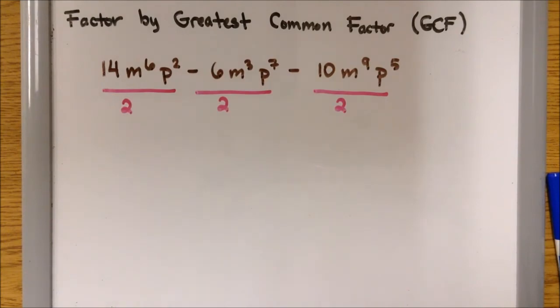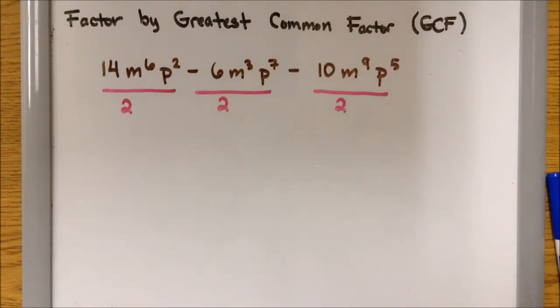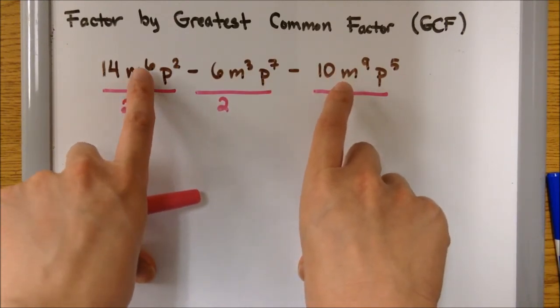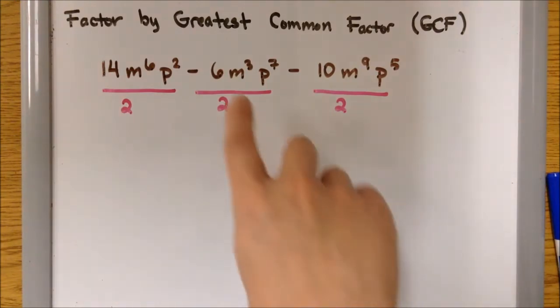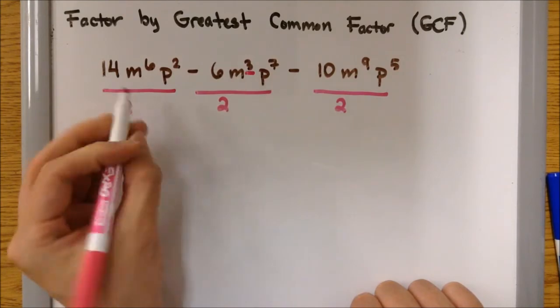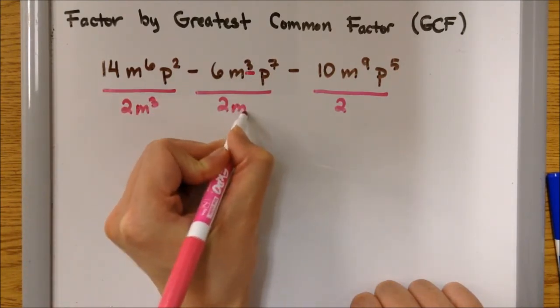Now, they all have variables, which is m and p. So that means we're actually going to divide not just by m, but also by p, meaning two variables. So let's look at our m's first. We have m to the 6th, m to the 3rd, and m to the 9th. So what we're going to divide by is the lowest one, which is m to the 3rd. So everything will be divided by m to the 3rd.